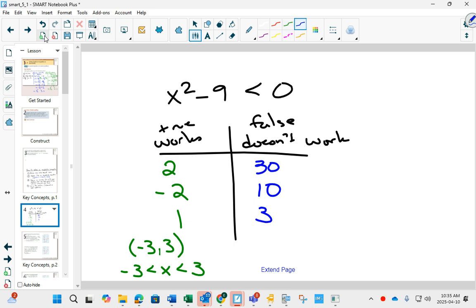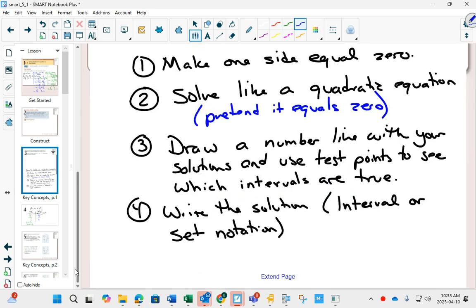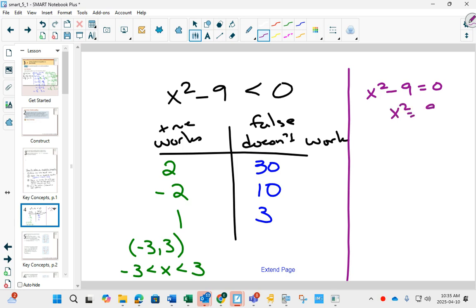So according to the steps that I wrote out here, it says make one side equal to 0 and solve like it's an equation. If I actually do the steps in purple, I would pretend it equals 0. Could you solve this? What would you do? There's a couple options. How many people would just move the 9 over like that? And then when you square root both sides, do you remember the plus or minus?